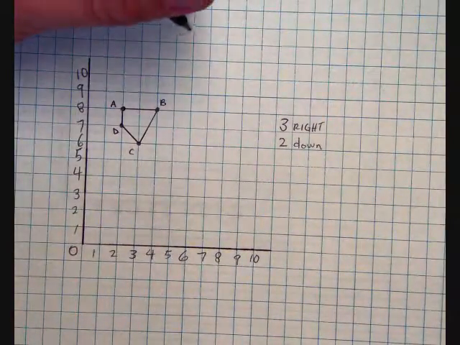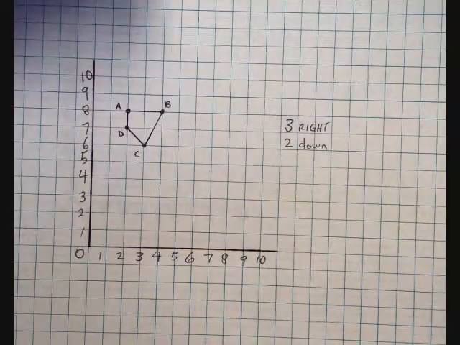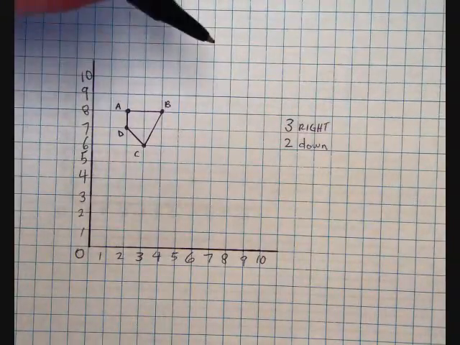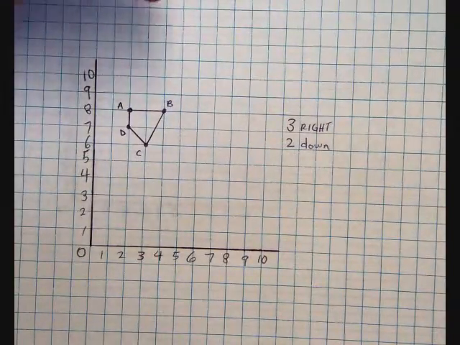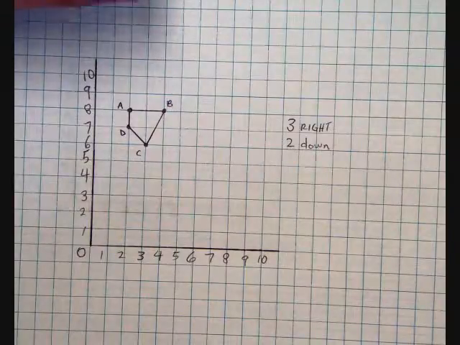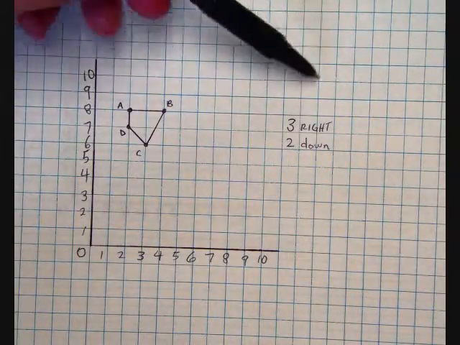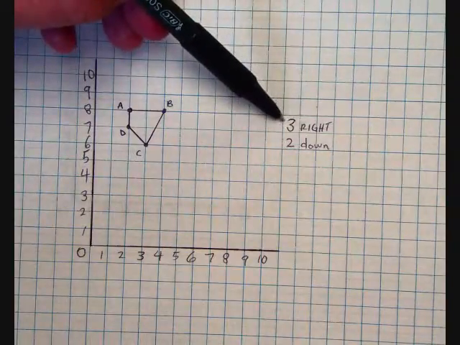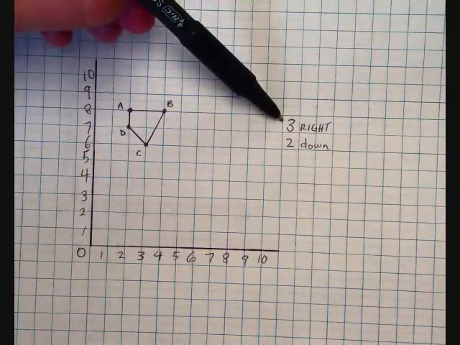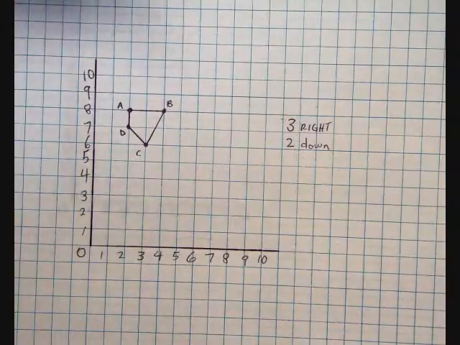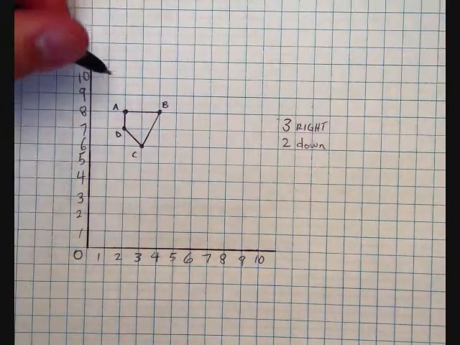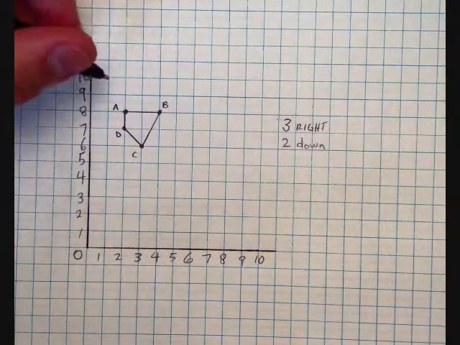First thing we're going to do is take a look at translations. When I do a translation, I find it a lot easier to move point by point rather than moving the entire shape. So over here we see the transformation that we want to do, which is a translation, and here's our original figure. It's labeled ABCD.